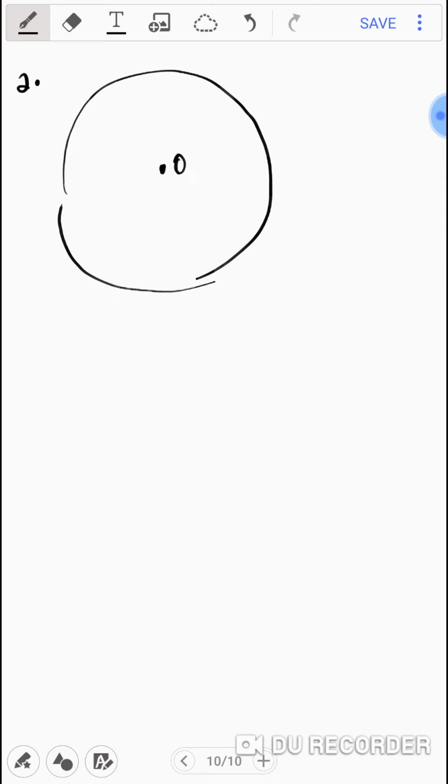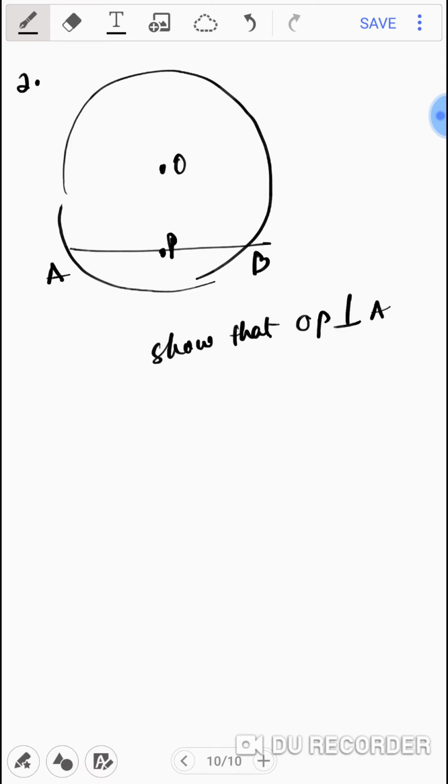Question number 2 says the given figure shows a circle with center O. So I'll draw a circle. This is the center O. P is a midpoint of chord AB. So this is your AB. P is a midpoint. Show that OP is perpendicular to AP, AB, sorry. You have to show that OP is perpendicular to AB.